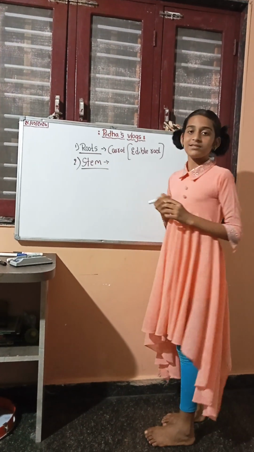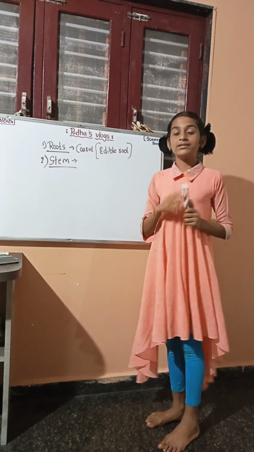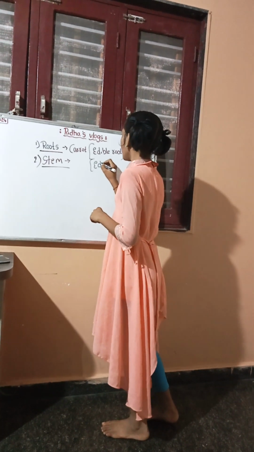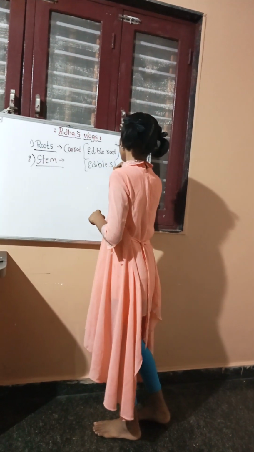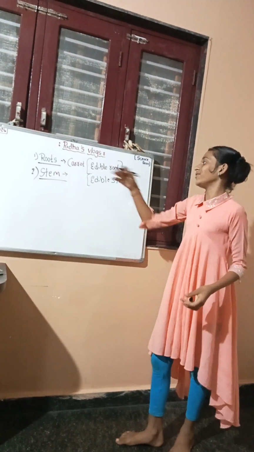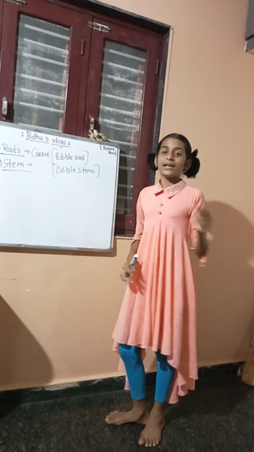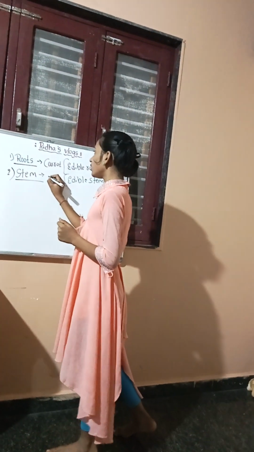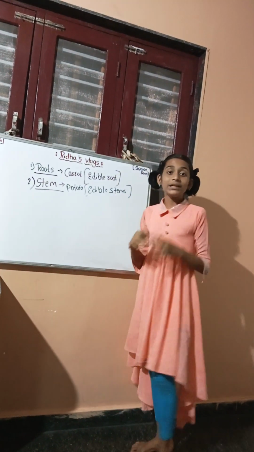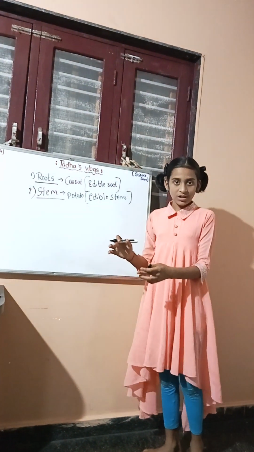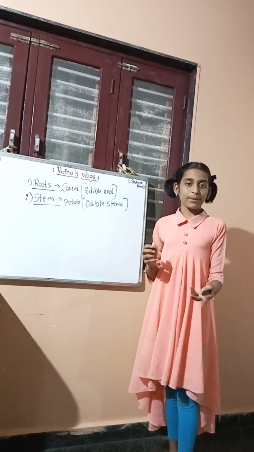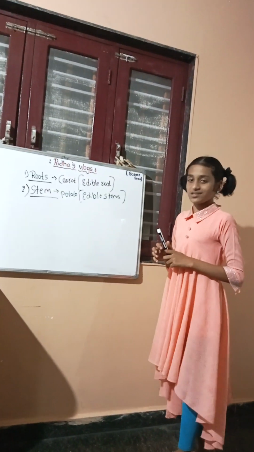So next comes the stem. I will give the examples of stem. This is also called the edible stem. Roots we call edible roots and stems we call edible stems. For example, potato. Some of you will get confused that potato is a stem. Yes, it is a stem only. It looks like a fruit or a vegetable, but it is not a fruit or vegetable. It is a stem of the plant.